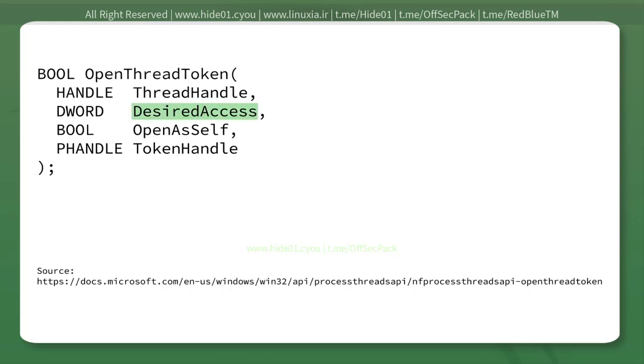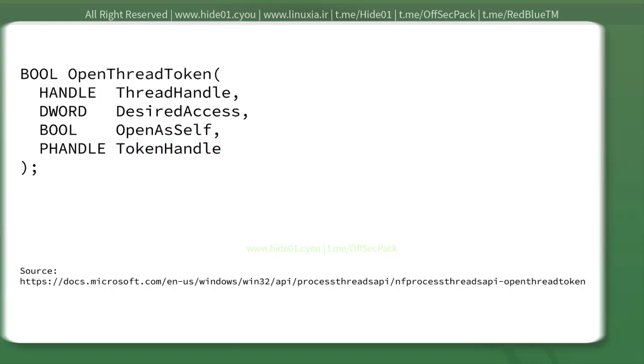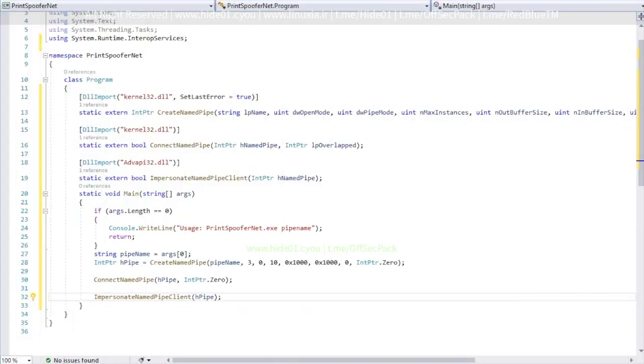Next, we must specify the level of access we want to the token. To avoid any issues, we'll ask for all permissions with its numerical value. Open as self specifies whether the API should use the security context of the process or the thread. Since we want to use the impersonated token, we'll set this to false. Finally, we must supply a pointer that will be populated with a handle to the token that is opened. Let's add the required code.